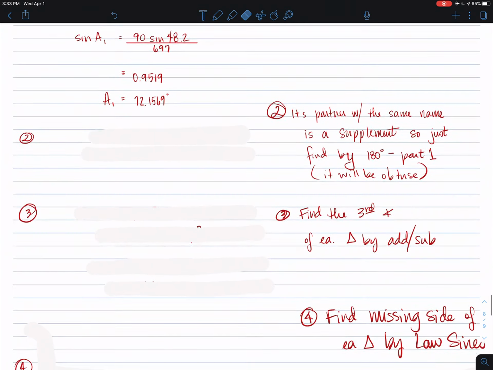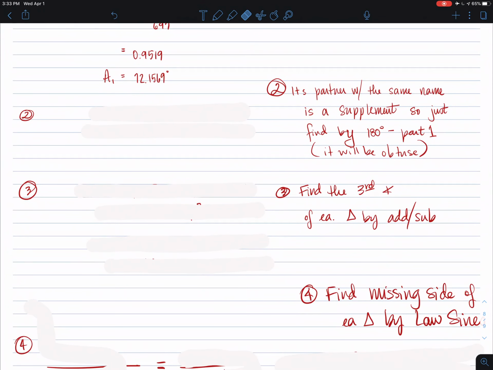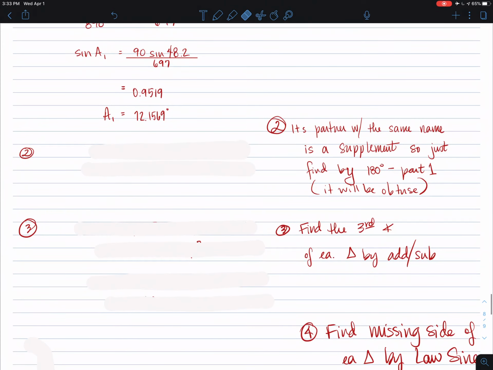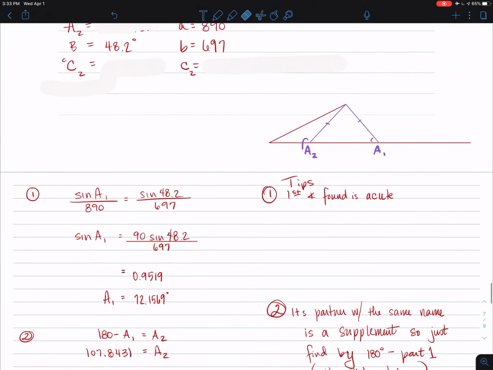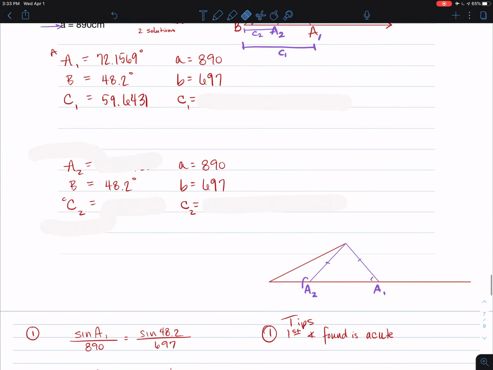Okay? So that's what you see here with this tip for number 2. The partner that has the same name is a supplement. So all I have to do is 180 minus what we just found, and that's going to be my obtuse angle. So 180 minus A1 gives me my A2. My A2 then is this 107 number. Again, store this in your calculator. Whoops, I unhid the wrong thing there. A2 is 107.8431. Store that in your calculator.